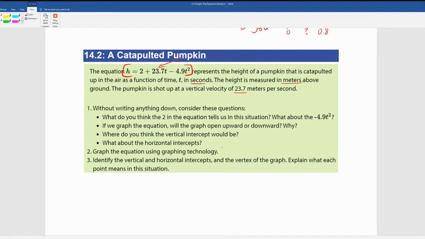So number one, without writing anything down, consider these questions. What do you think the 2 in the equation tells us about the situation? And that's kind of a think about what I wrote originally in the beginning of this. And what about the negative 4.9? So what does this mean in context to the pumpkin?